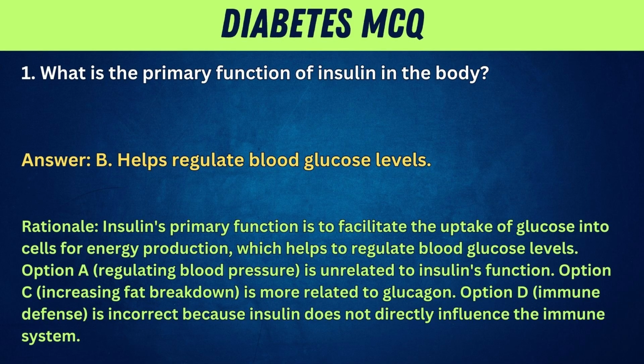Answer. B. Helps regulate blood glucose levels. Rationale. Insulin's primary function is to facilitate the uptake of glucose into cells for energy production, which helps to regulate blood glucose levels. Option A, regulating blood pressure, is unrelated to insulin's function. Option C, increasing fat breakdown, is more related to glucagon. Option D, immune defense, is incorrect because insulin does not directly influence the immune system.